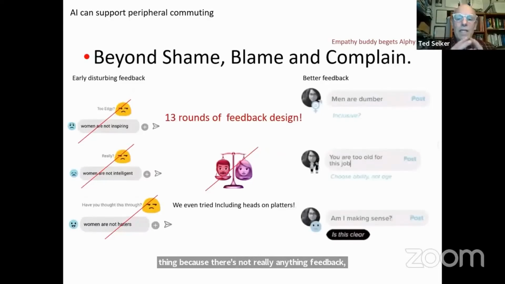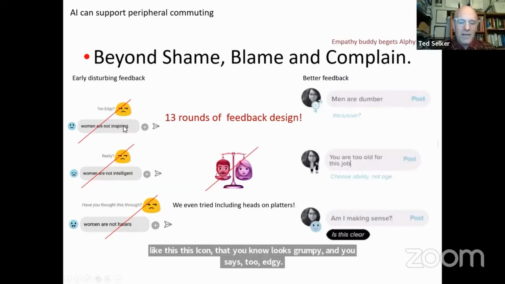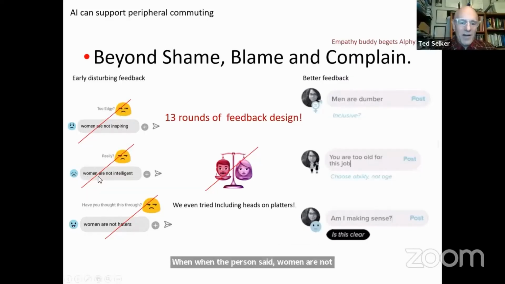So it's really been an interesting journey. We started off saying we're going to get beyond shame, blame, and complaint, so our first feedback were things like this icon that looks grumpy, and it says too edgy when the person said women are not intelligent. It'd say, "Really?" It's this grump again. "Have you thought this through?" And these are all kind of criticism, right?